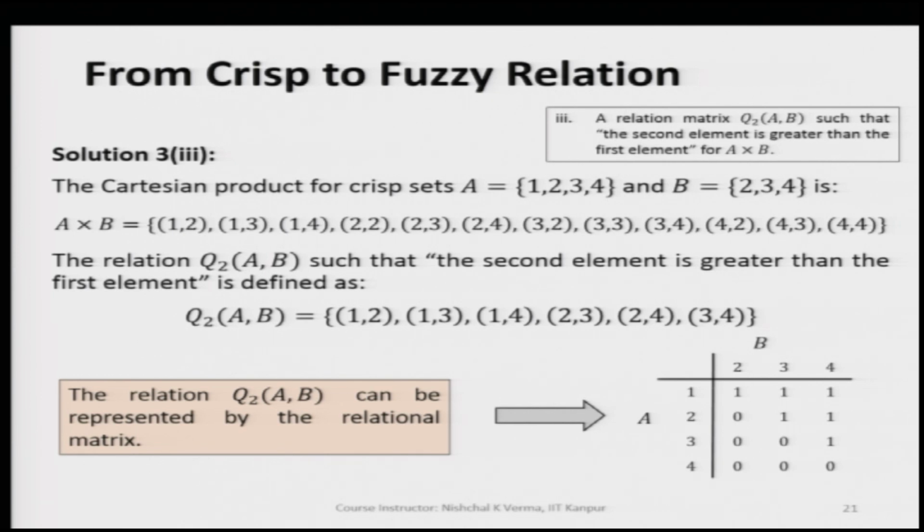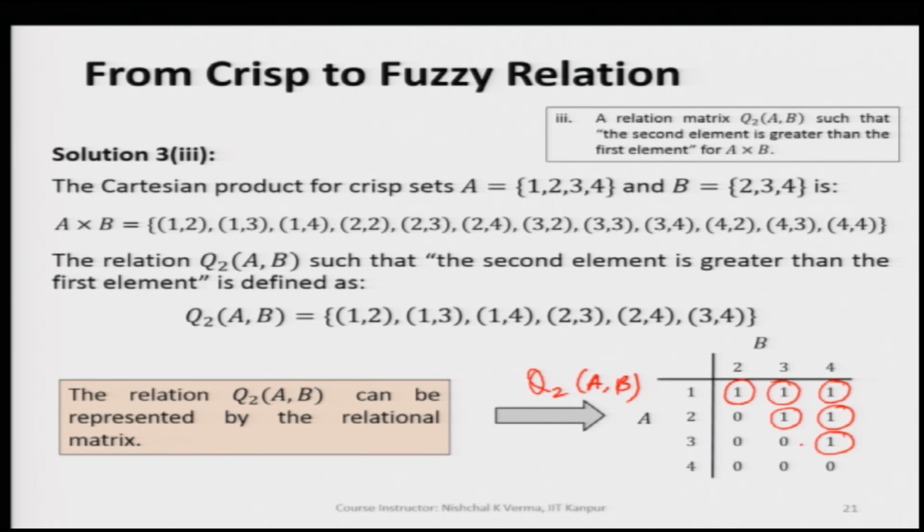So, let us form a relational matrix. As we have done in the previous case, we can write a relational matrix like this. We have 1 2 existing in Q2(A, B), so we take 1 2 here and we write 1, and please understand that the column here is the set A and the row is the set B. Since we have the 1 2 pair already existing in Q2, we write 1 here, and similarly for 1 3 we write 1, for 1 4 we write 1, for 2 3 we write 1, for 2 4 we write 1, and for 3 4 we write 1.